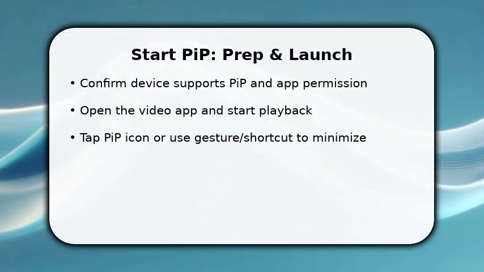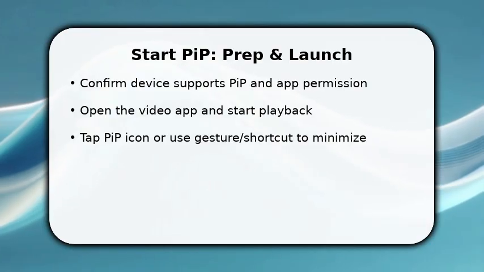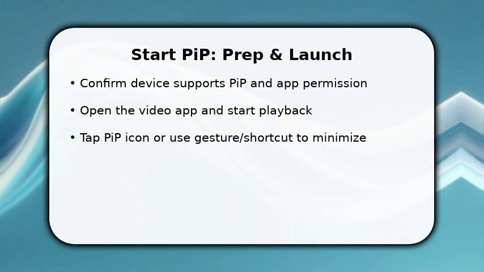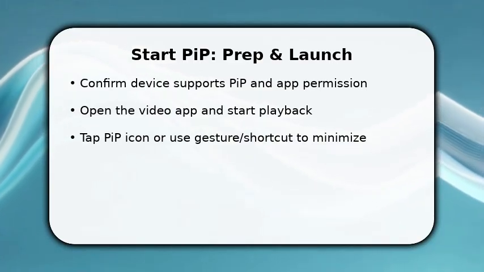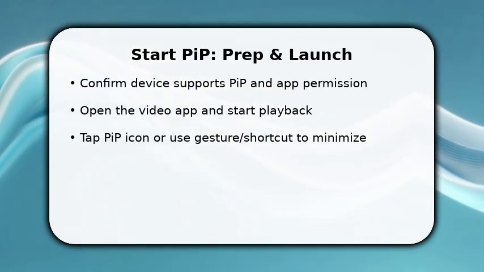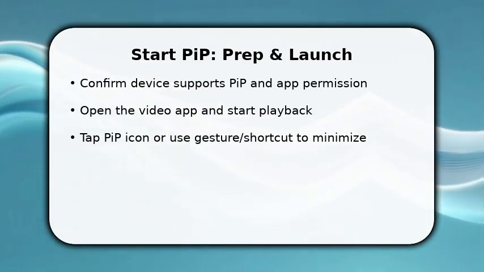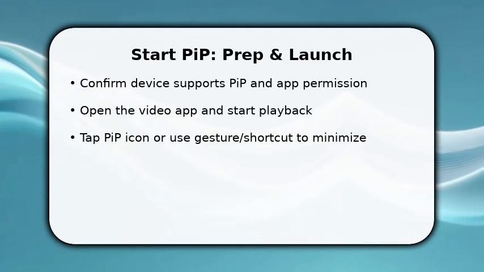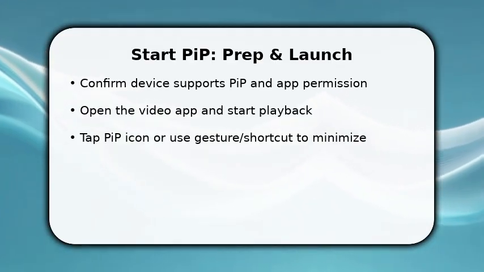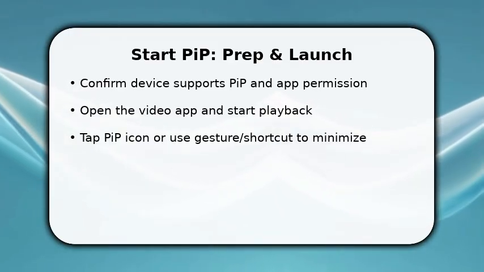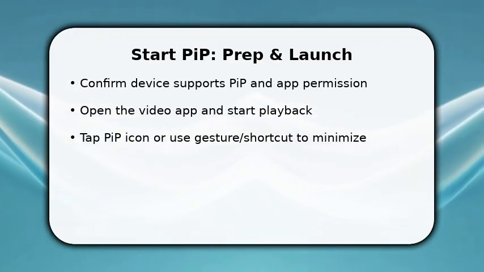You'll begin by confirming your device supports picture-in-picture and that the app has permission to run in the background. Once confirmed, open the video and start playback so the control appears. Next, tap the P icon or use your system gesture or keyboard shortcut to shrink the player. This moves the video into a floating window. Make sure notifications won't interrupt P and adjust brightness or volume before continuing to multitask.